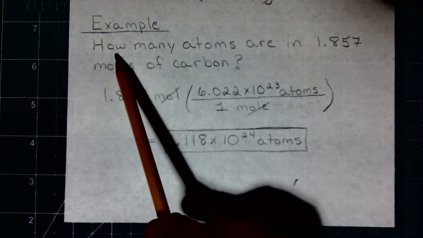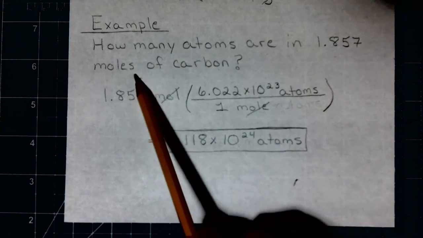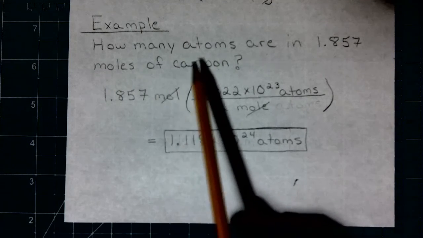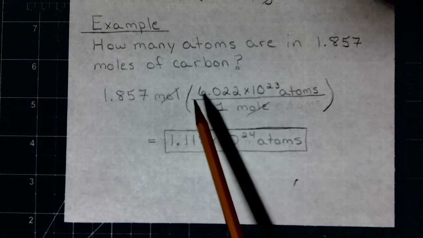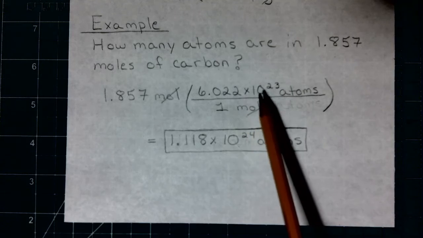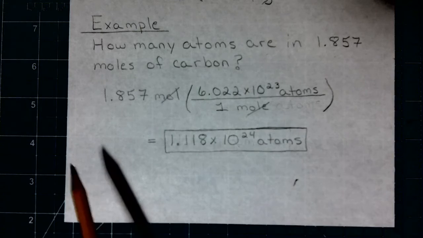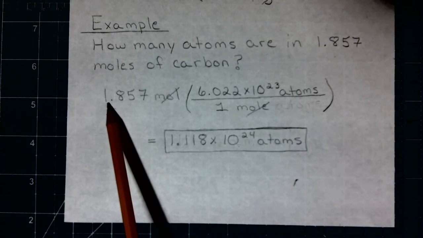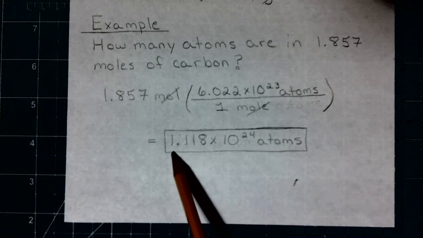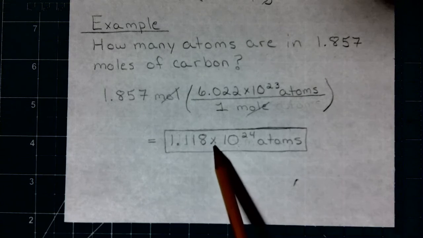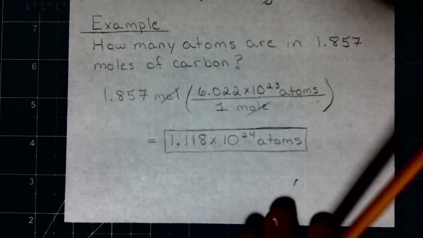Next, we're going to ask the question, how many atoms are in 1.857 moles of carbon? And this one is a little misleading because it actually doesn't matter that it's carbon at all, because the only fact that we need to know here is that there's 6.022 times 10 to the 23rd atoms in 1 mole of any element. So we just take the number of moles here. Again, we're going to cancel that unit, multiply it out, and we get this really big number here, 1.118 times 10 to the 24 atoms of carbon.